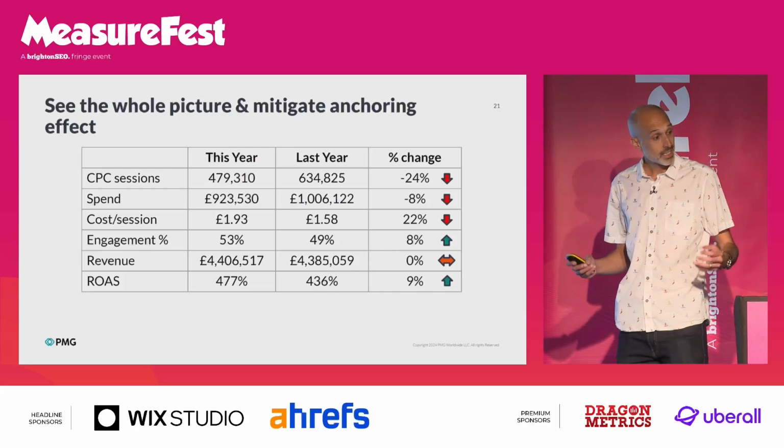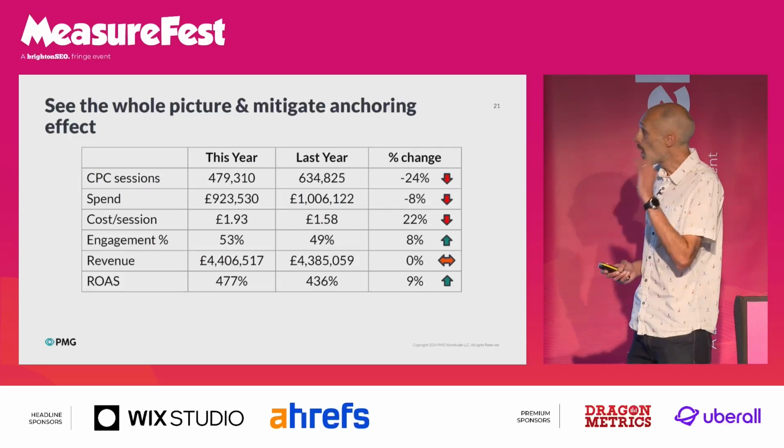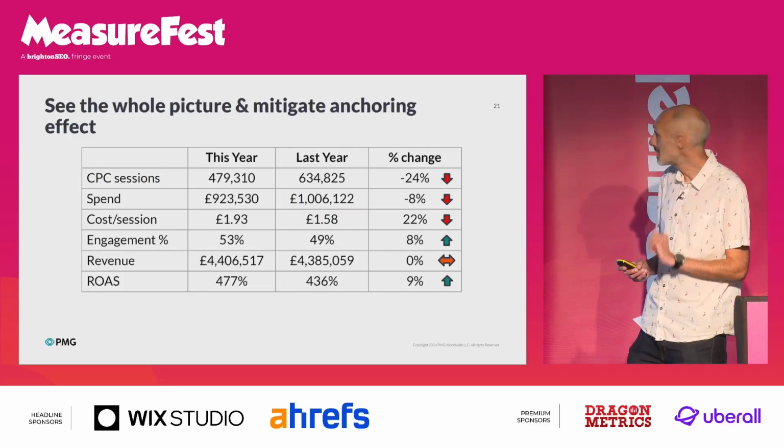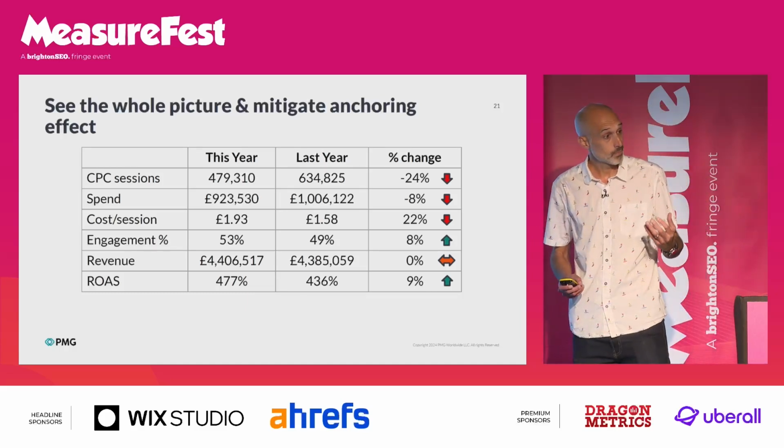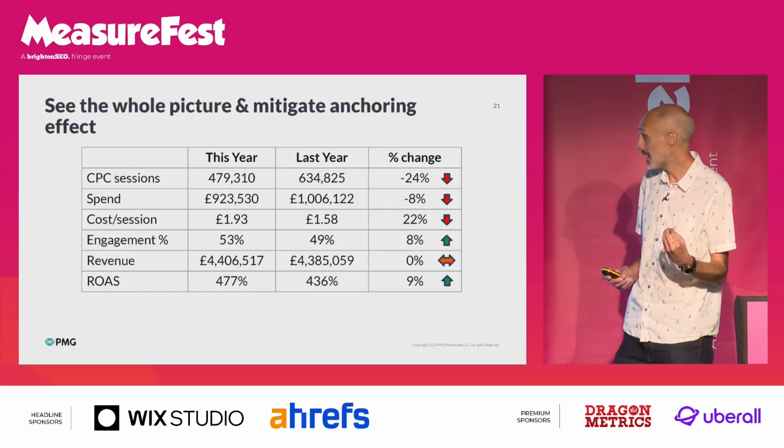To mitigate against this bias, we need to take a step back and see the broader picture and bring more data sets in to build up that story. So, whilst we know CPC sessions are down 24% year on year, we know over the same period that spend was down 8%. So we know reduced spend is a factor.